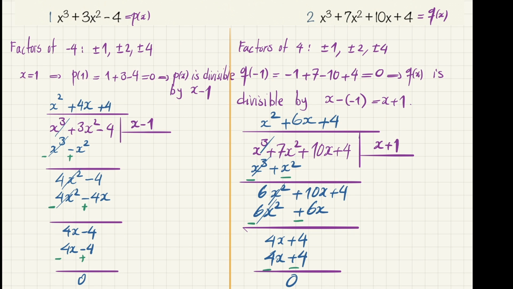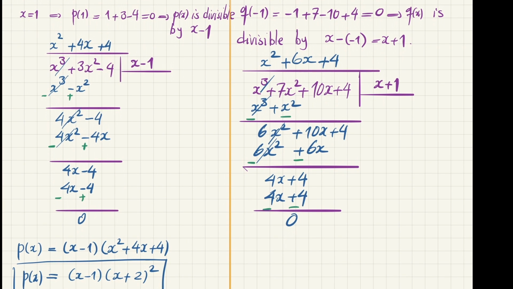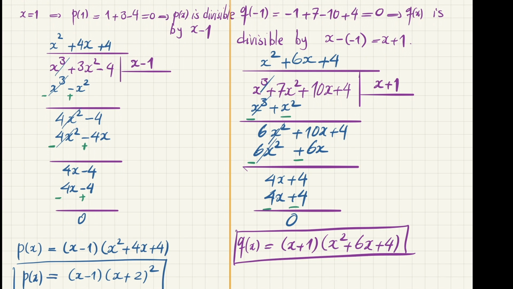Yes, as expected. And now what I can do is write that q of x is equal to the divisor multiplied by the quotient plus the remainder. The remainder is 0, so it becomes just x plus 1 times x squared plus 6x plus 4. And then you know that this would be the final form.